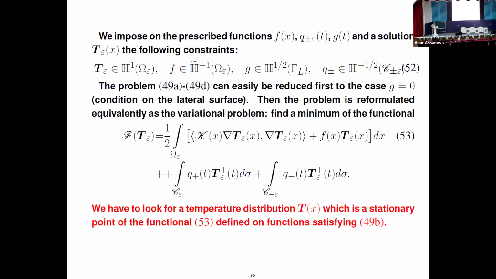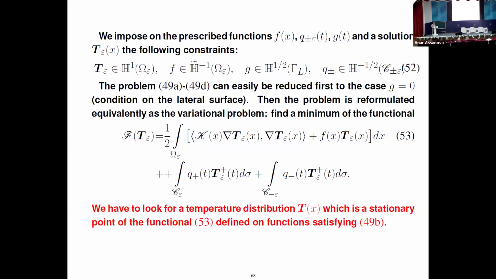The setting of the problem is weak. Okay, and here is now the functional. The functional is written when G is equal to 0 in this case. It's necessary also to write this functional that will be equivalent to the boundary value problem.